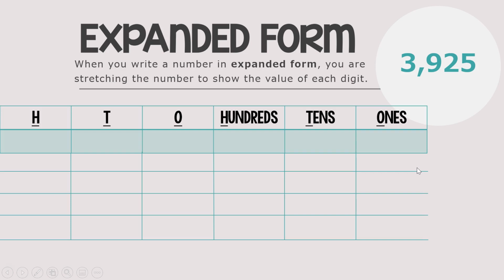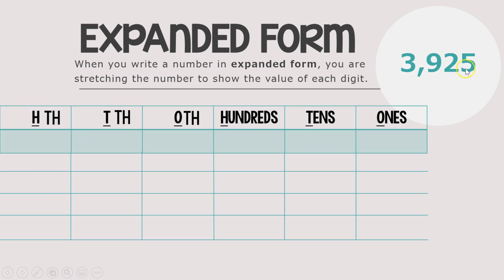When you write a number in expanded form, you are stretching the number to show the value of each digit. To start, again, I'm going to start with my HTO chart. Remember, we have hundreds, tens, and ones for this first period, and we have our HTO again for our second period, but we need to make sure that we add the thousand. So this is the 1,000s, and this is the 10,000s, and this is the 100,000s.